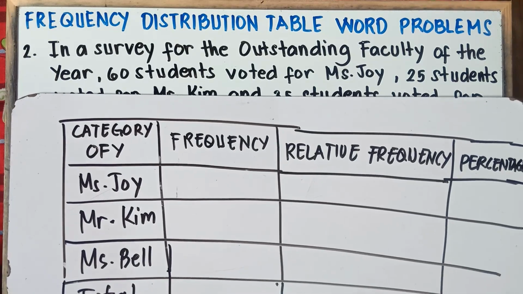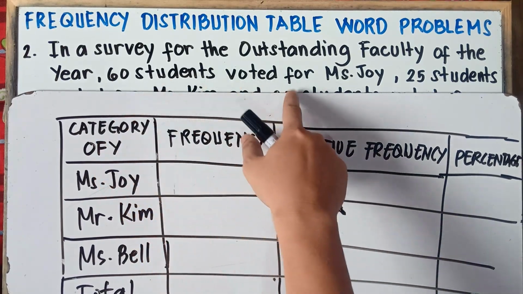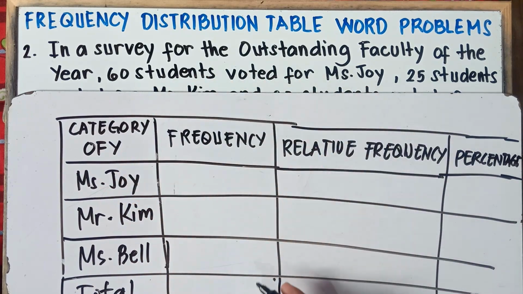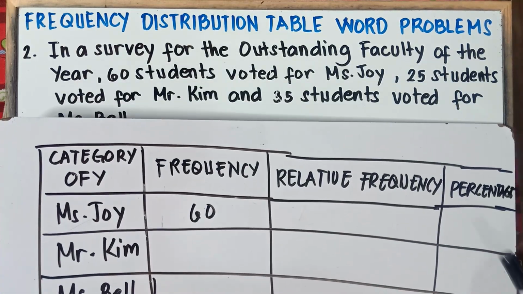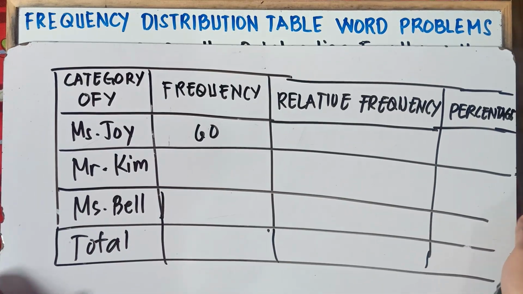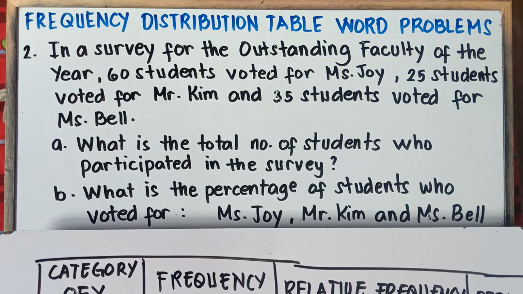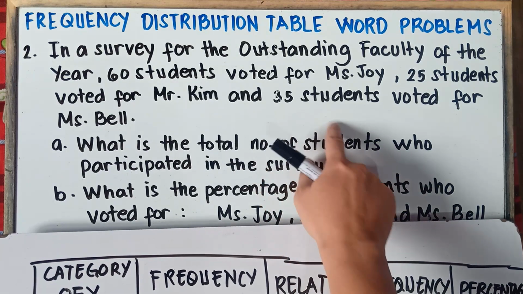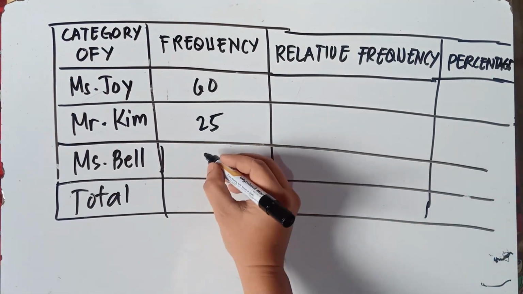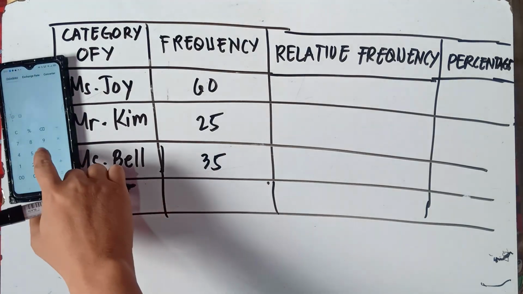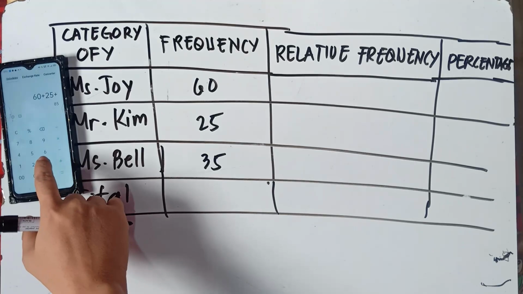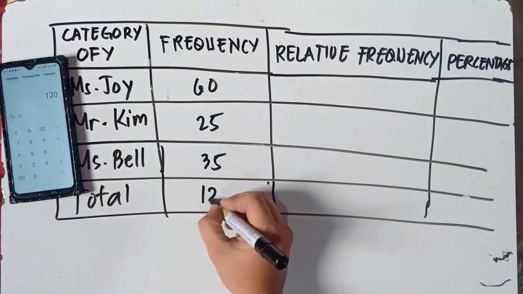Now we have the frequency of Miss Joy. 60 students voted for Miss Joy, so our frequency would be 60 for Miss Joy. Then 25 students voted for Mr. Kim, and that would be the frequency of Mr. Kim, 25. And 35 students voted for Miss Bell, so 35 for Miss Bell. Therefore, for the total, we can simply add this up: 60 plus 25 plus 35, and the answer is 120.